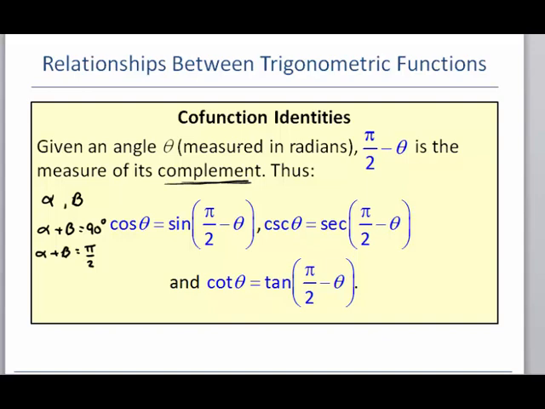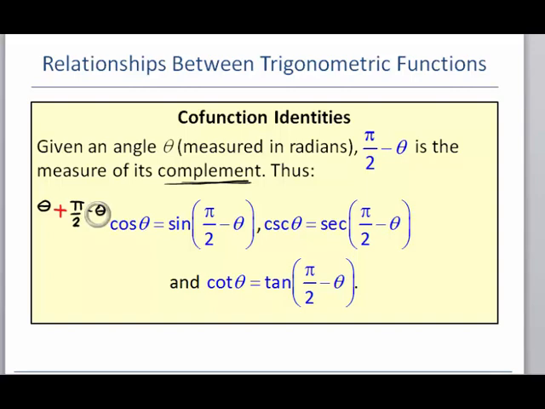Our definition says, given an angle theta measured in radians, pi over 2 minus theta is the measure of its complement. Sometimes that is confusing to students the way it is worded. What that essentially means is that if theta is one of your angles, and pi over 2 minus theta is the other angle, then when you add these two angles together, you get either 90 degrees or pi over 2.